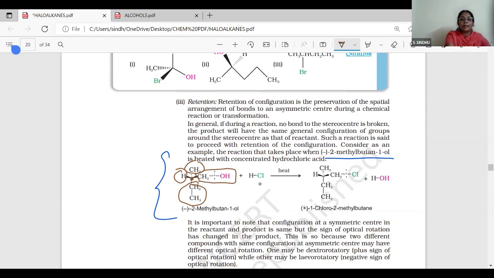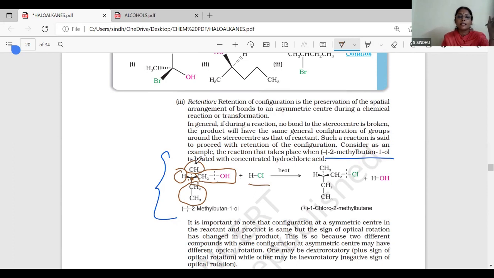Now the reaction happening is with HCl, chlorine substituting for oxygen. Is that breaking the asymmetric carbon bond? No. This reaction does not involve the breaking of the asymmetric carbon bond. It's the other one coming in here.